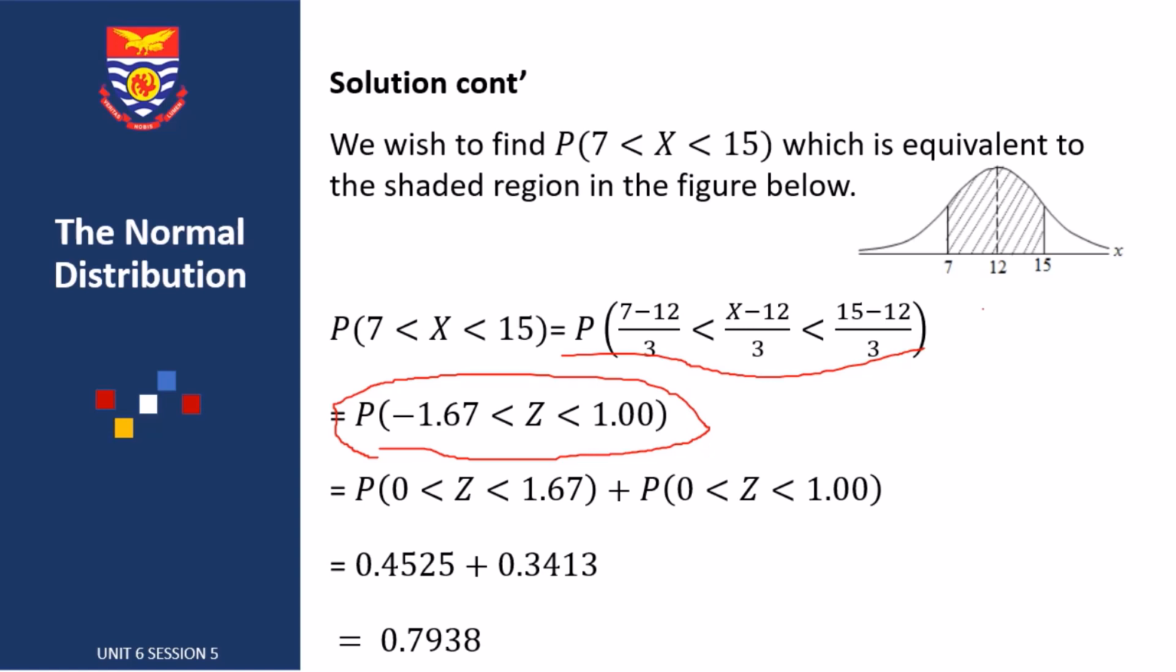So we read negative 1.6 under 0.07, and we read 1.0 under 0.00. All those give us from the table values like this: 0.4525 plus 0.3413, and that gives our final answer as 0.7938. That's quite lengthy, so it's cut short.